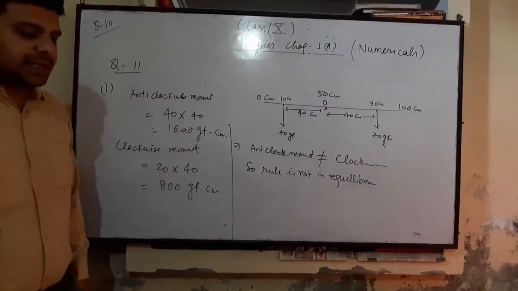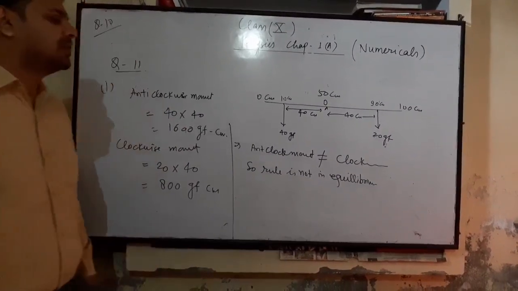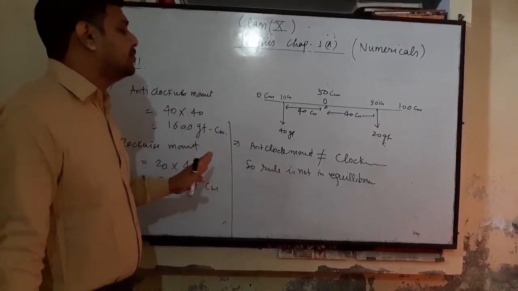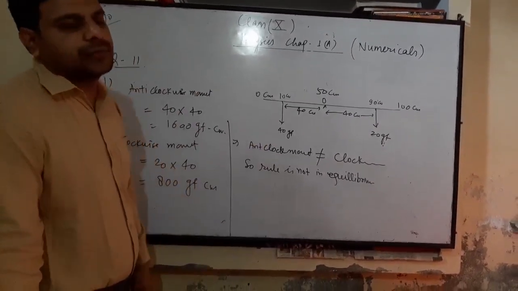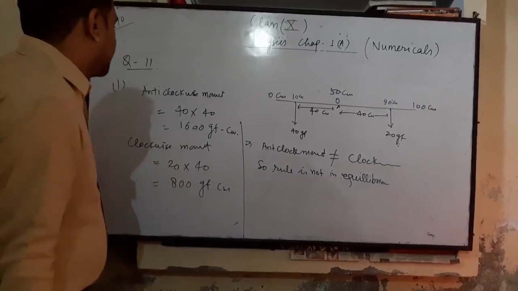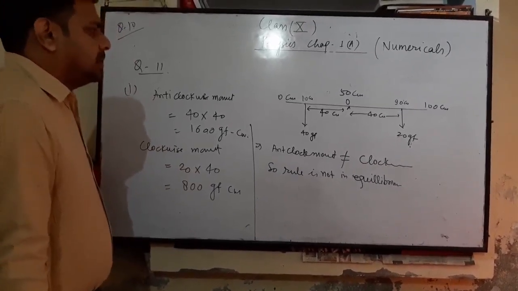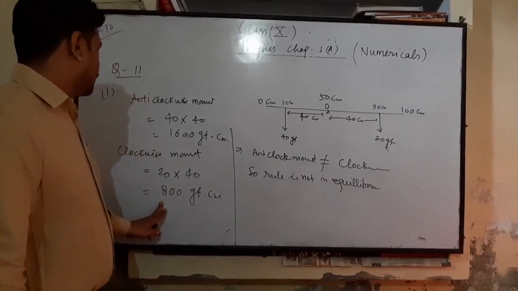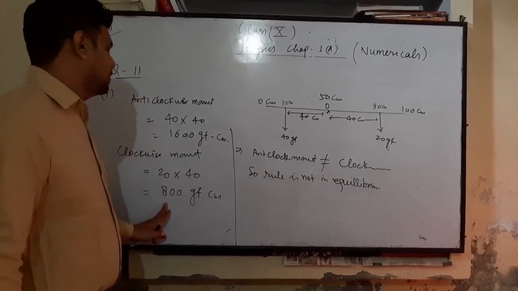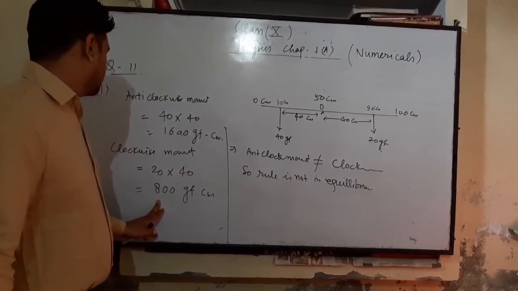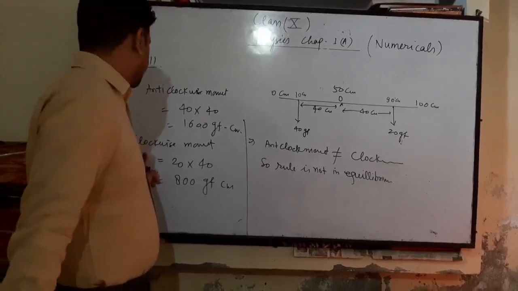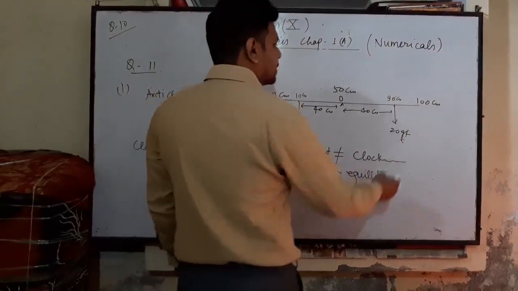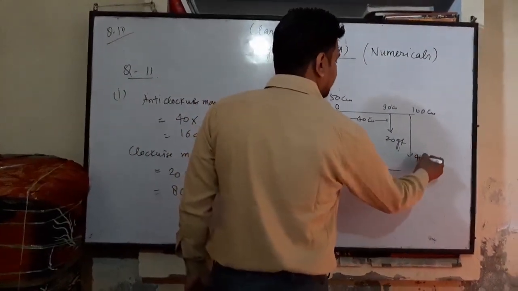By using an additional weight of 40 gram force. Now, we have to keep this rule in equilibrium by using another weight of 40 gram force. So, where should we suspend this weight? On the lesser moment side. The lesser moment is 800 gram force, the clockwise moment. Then we have to place an additional weight here.